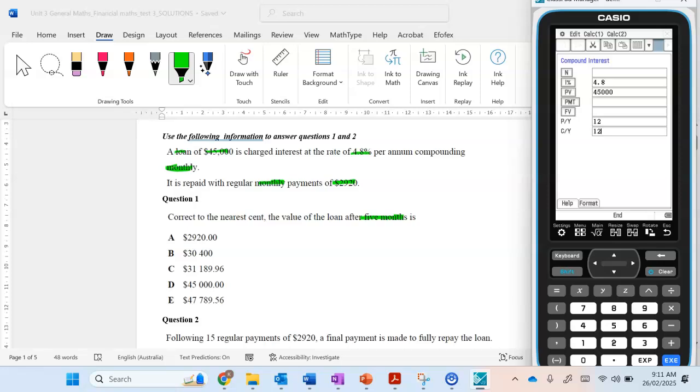All right, it is repaid with regular monthly payments of $2,920. So because that money is going back to the bank, we need to put a negative in front. So negative 2920. And correct to the nearest cent, what is the value of the loan after 5 months? So N is going to be 5, and then we do future value, which we can see there, and we just find our solution. So we can do option C.